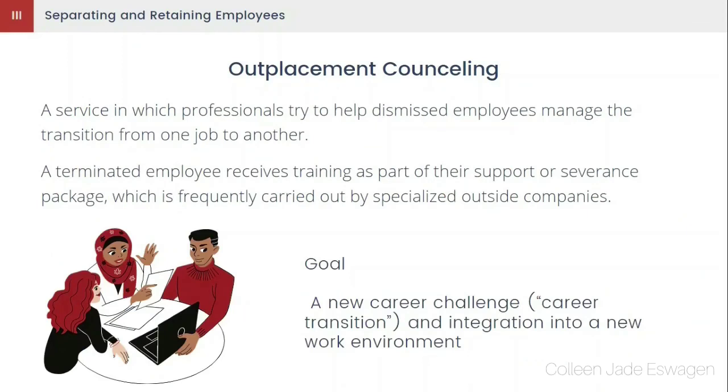Outplacement counseling is a methodical procedure used to train a fired employee. It is frequently provided by specialized outside companies and is a component of the terminated employee support or severance package. It facilitates the transfer from one employment to another for displaced workers. The goal is to provide a new career challenge and integration into a new work environment for the employee.